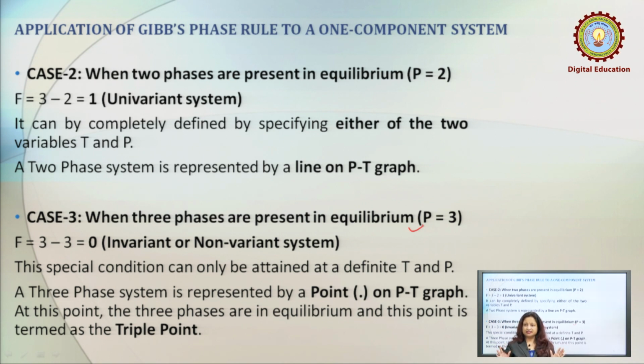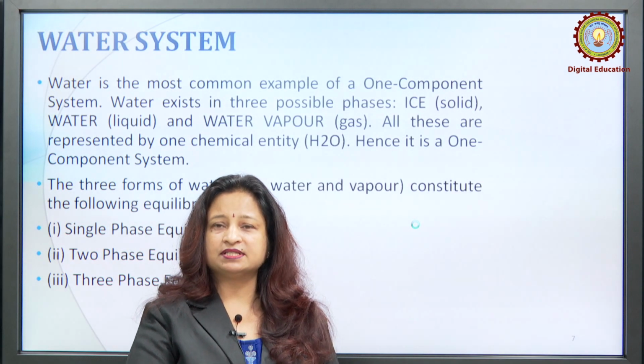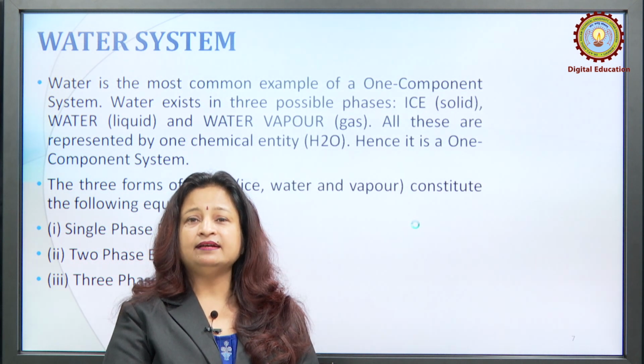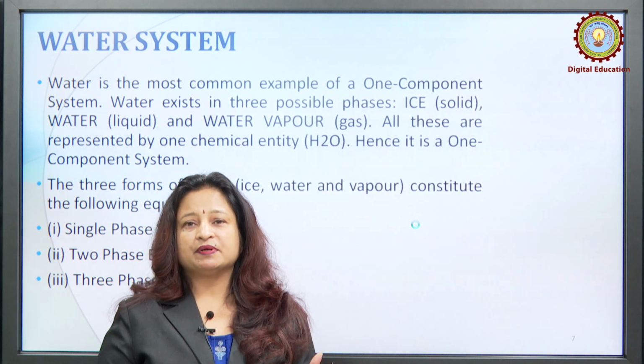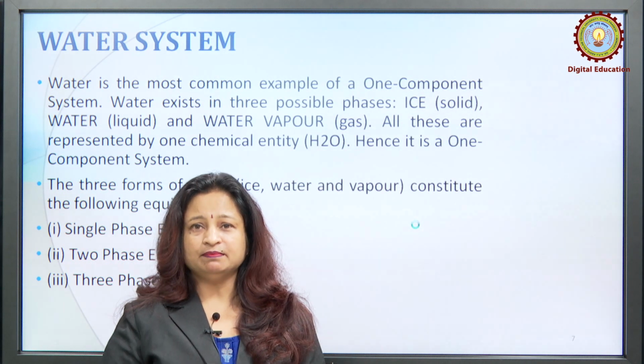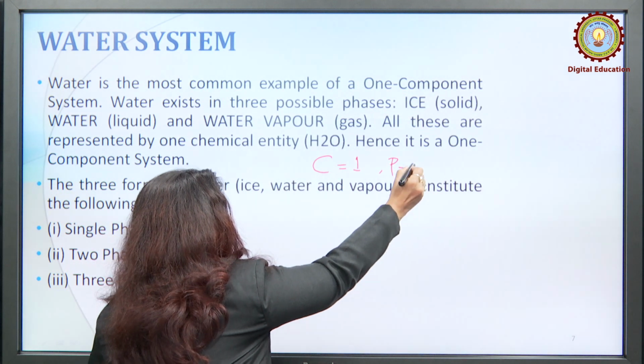So friends, we have considered the application of Gibbs phase rule to a one component system. It is just a beginning wherein we have kept the base equation as F is equal to 3 minus P, and have considered 3 equilibria. So let us see the water system. The water system is the most common example of a one component system, and water exists in 3 phases: solid ice, liquid water and gaseous water vapor. All these are represented by one chemical entity, that is H2O. Therefore it becomes a one component system. So water is a one component system, C is equal to 1. Number of phases is, yes, 3.